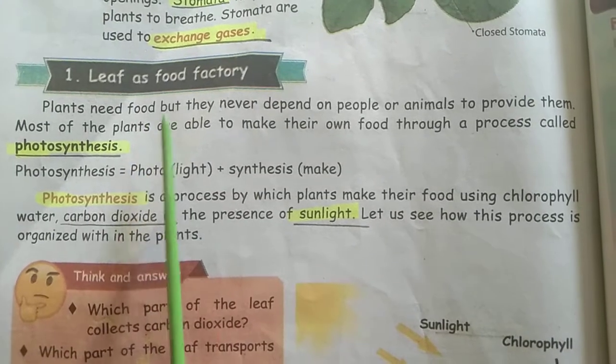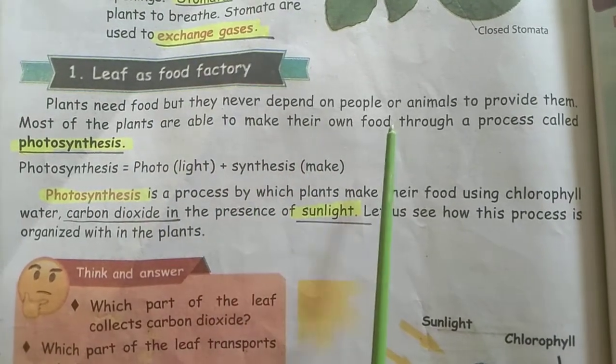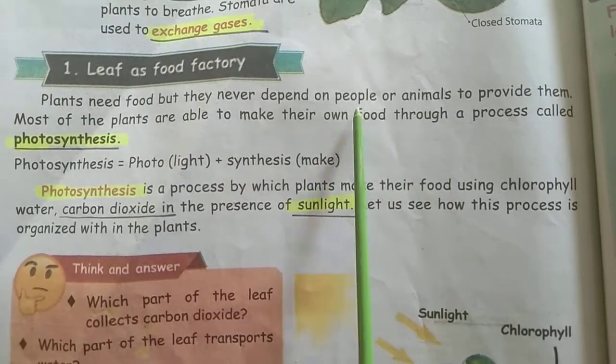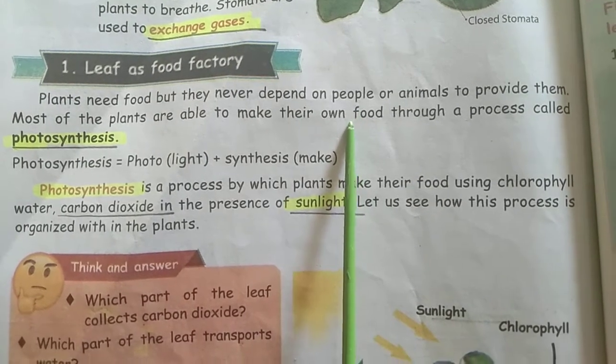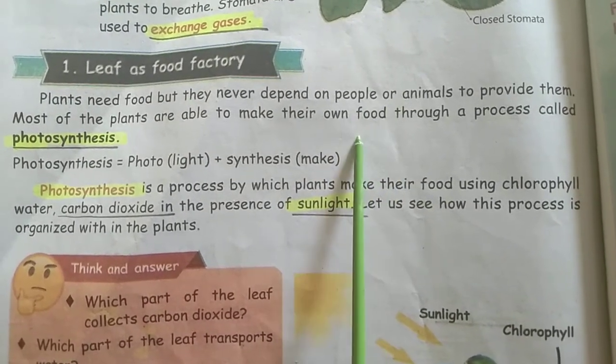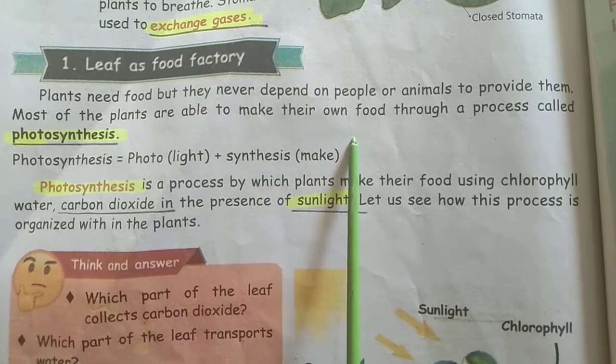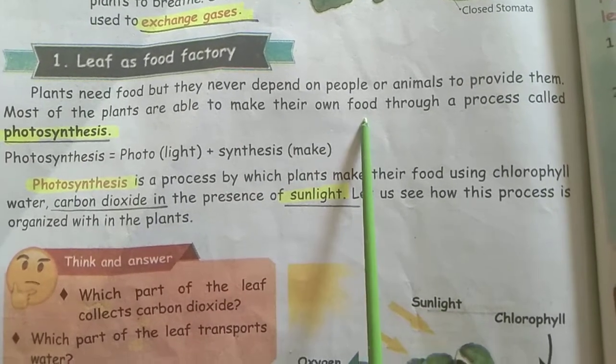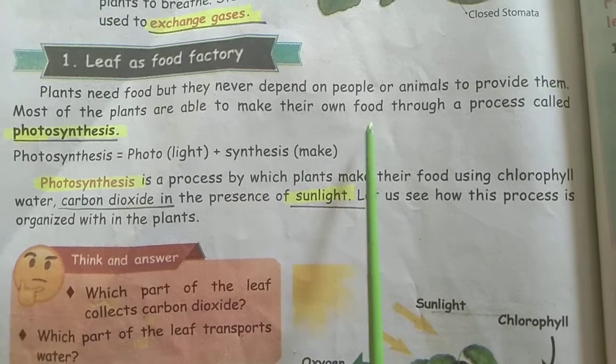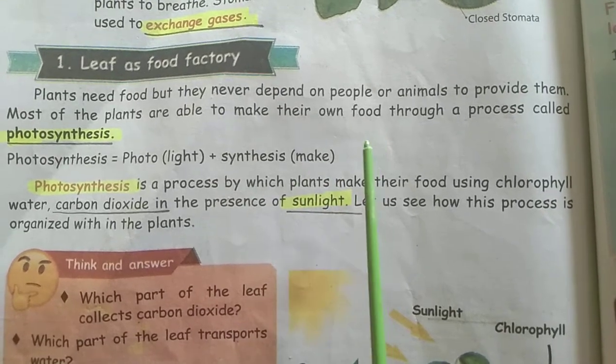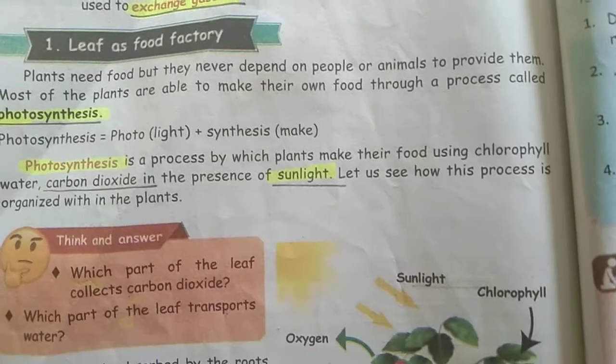Plants need food, but they never depend on people or animals. We depend on our parents. They make the food using fire, and also the crops like rice and vegetables. They make the food and then we have it.